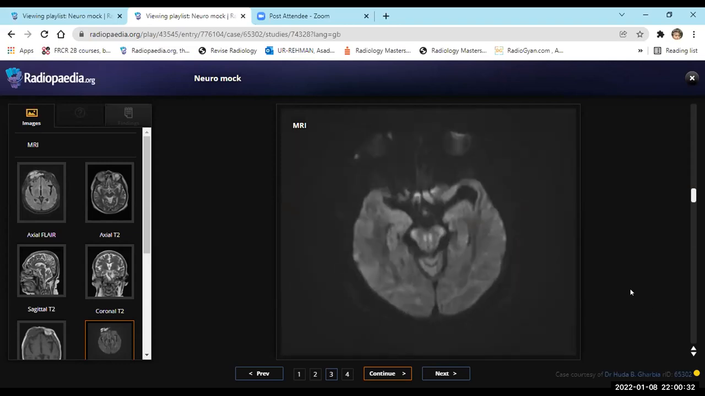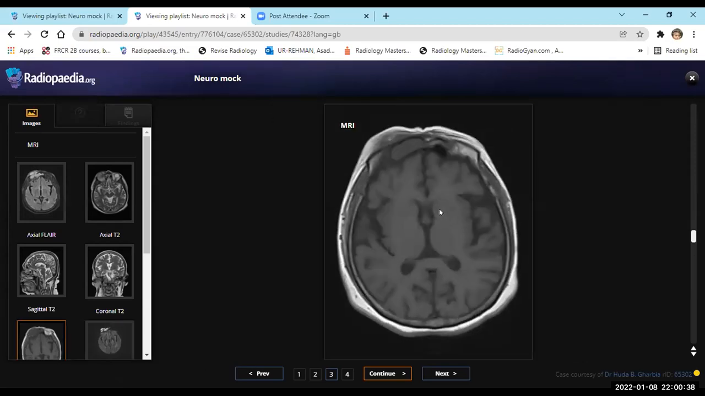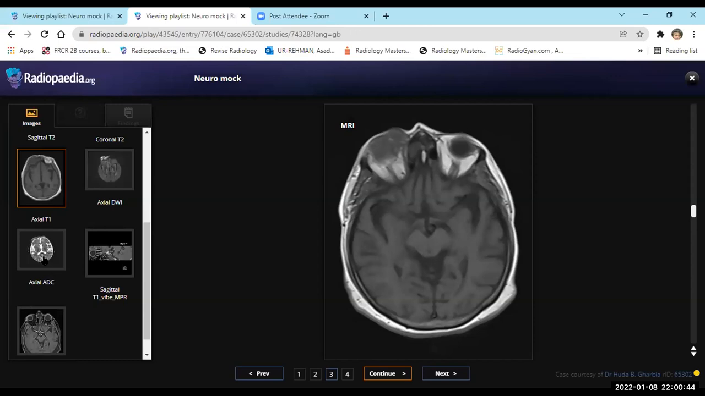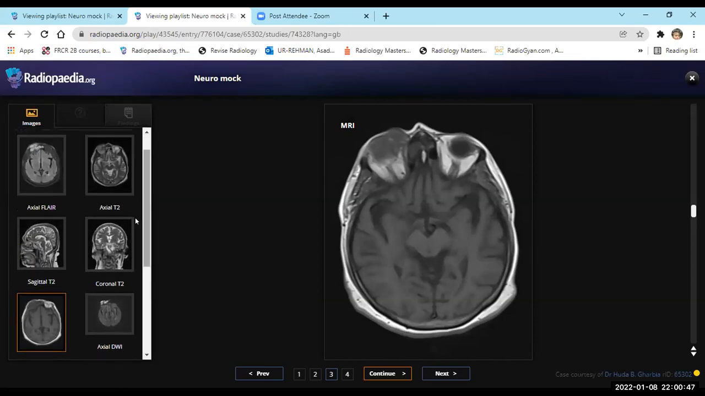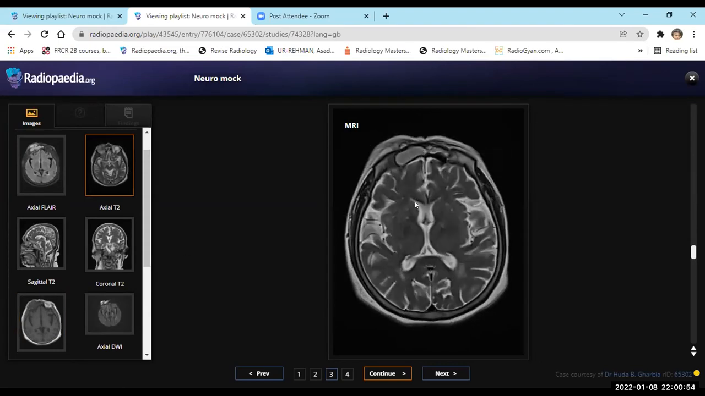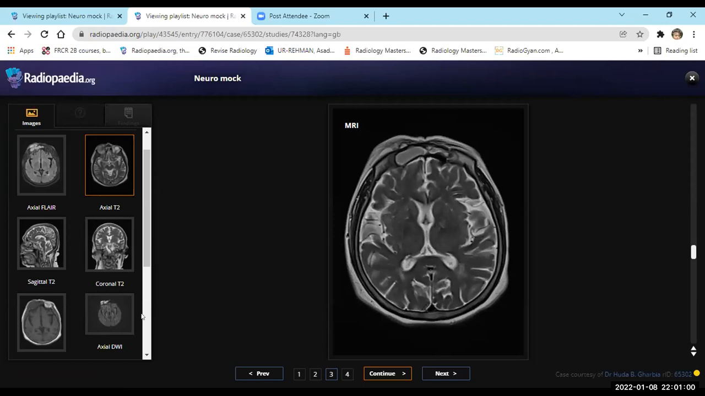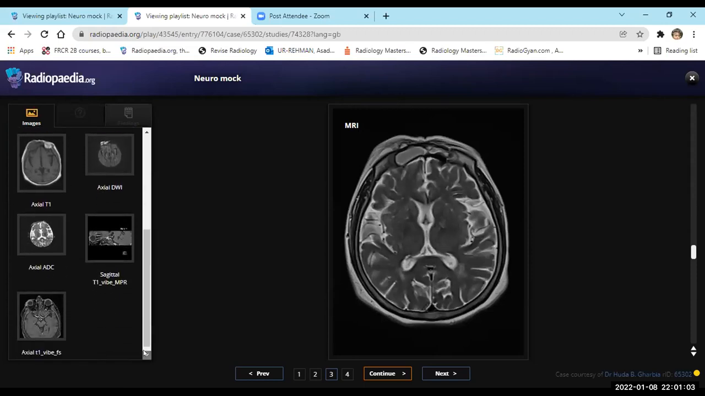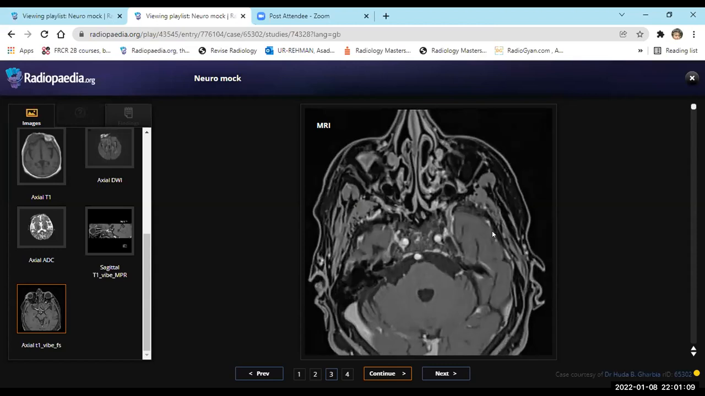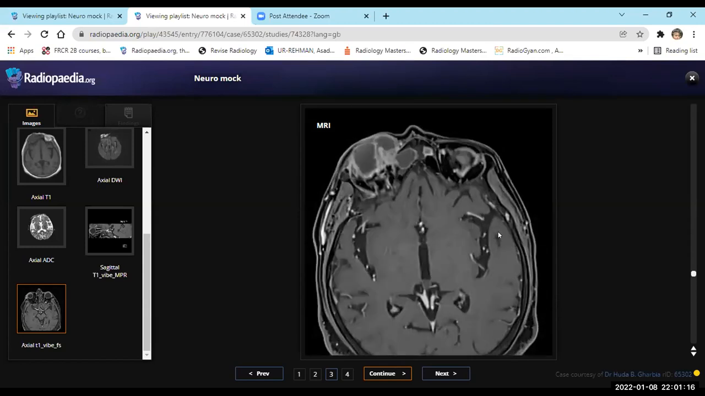This also could, as a differential, represent an epidermoid cyst in this area, as a diffusion restricted image, and still mucocele is the first diagnosis. Is there any post contrast image? No, sorry. Okay. This image, this is post.